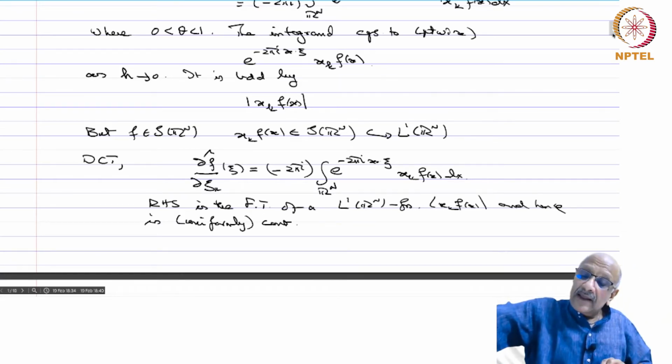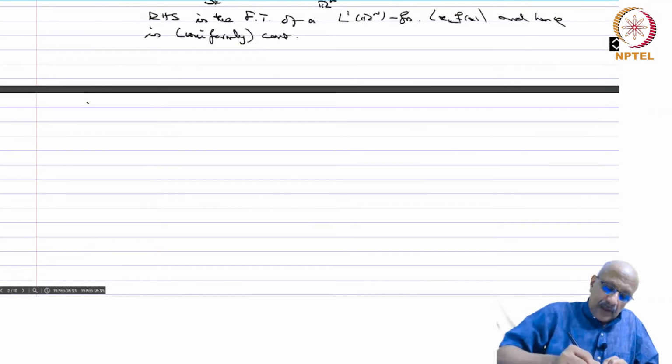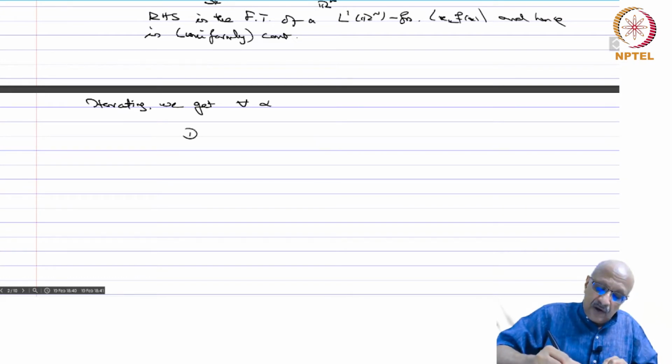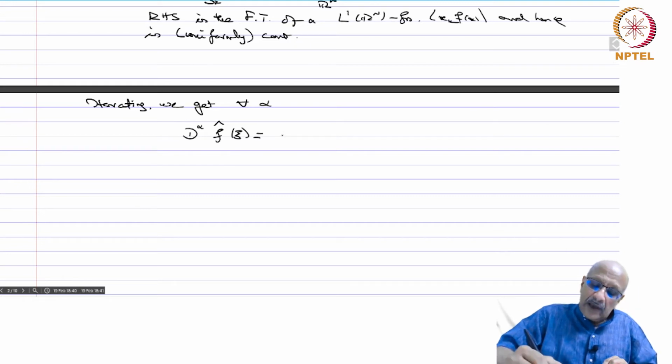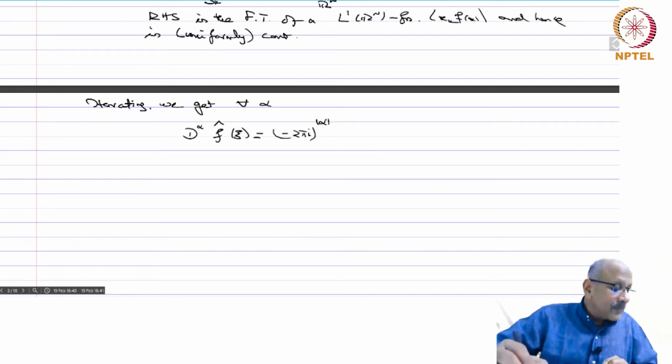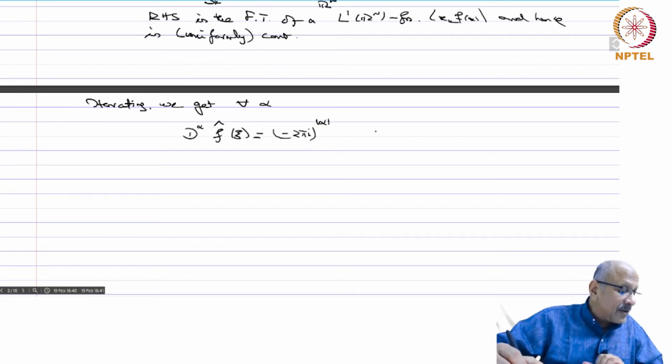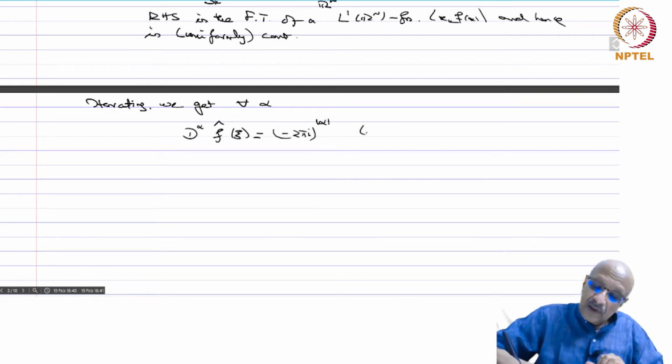So we can iterate this. Iterating, we get for all multi-indices alpha, d alpha of f hat of xi equals... each time you differentiate, you will pick up minus 2 pi i. So minus 2 pi i to the mod alpha will come, and then each time you have to multiply by a monomial corresponding to x. So you will get the Fourier transform of x power alpha f of x at xi.